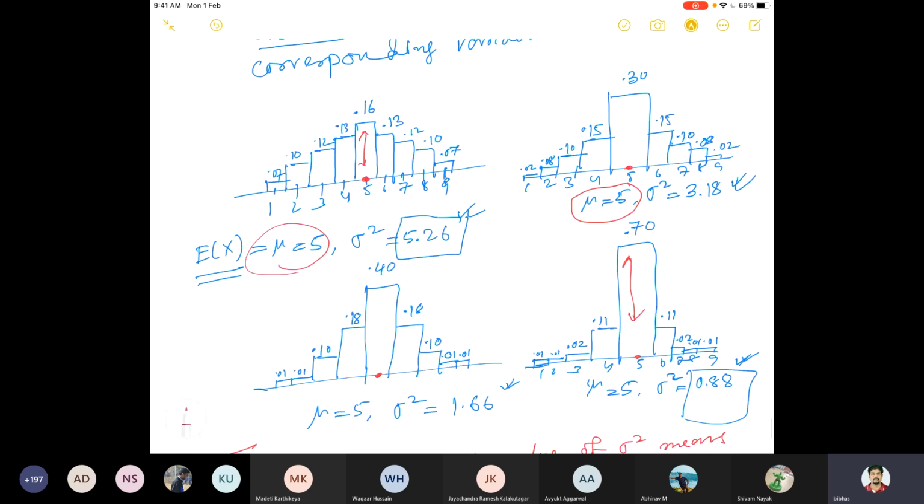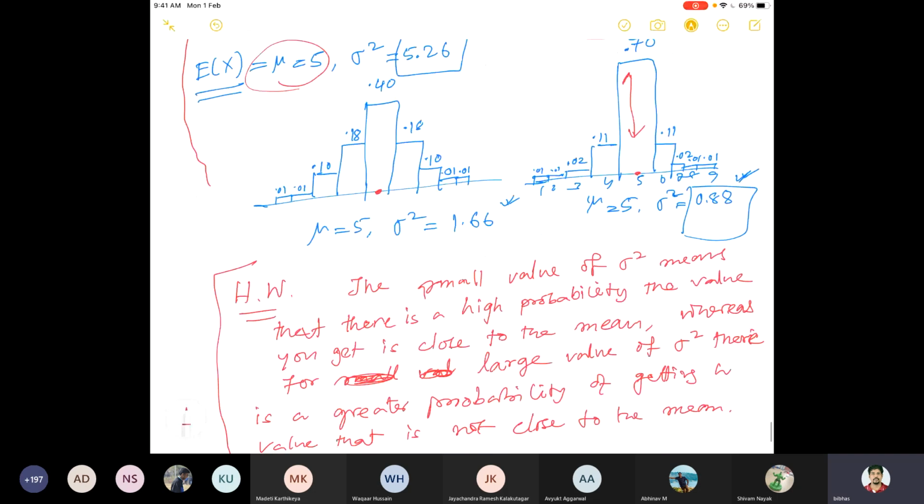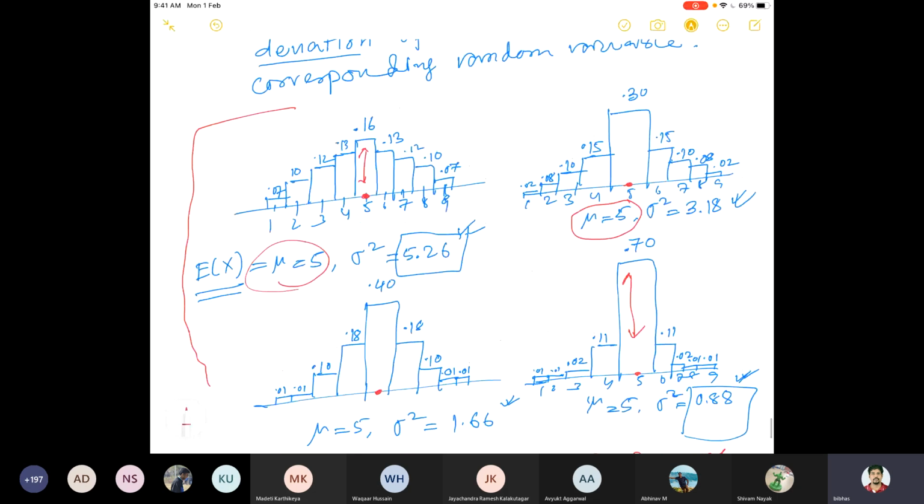from this picture, whether whatever I have written in the homework explains these PDFs or not. In these PDFs, the mean value is fixed. We are only changing the variance, and we want to get a feeling about how different variance, when the mean is fixed, tells you about the data. When the variance is large, when the variance is small.